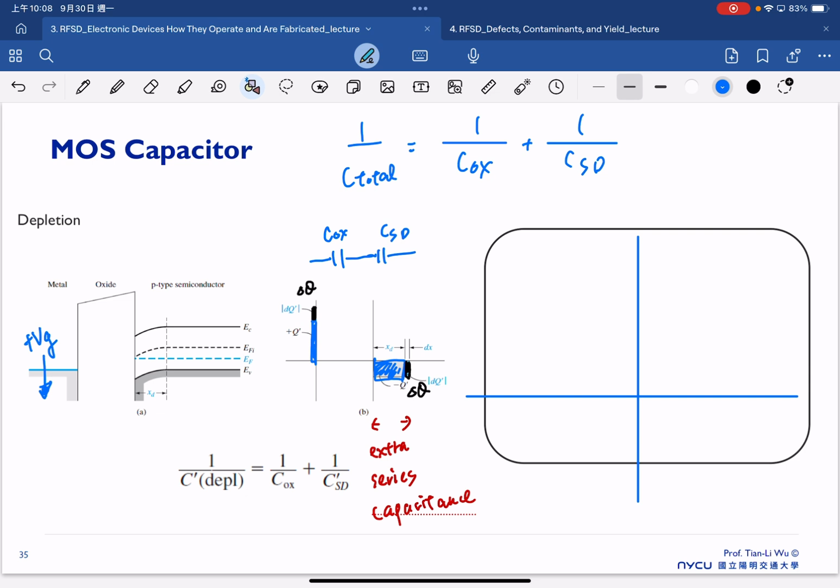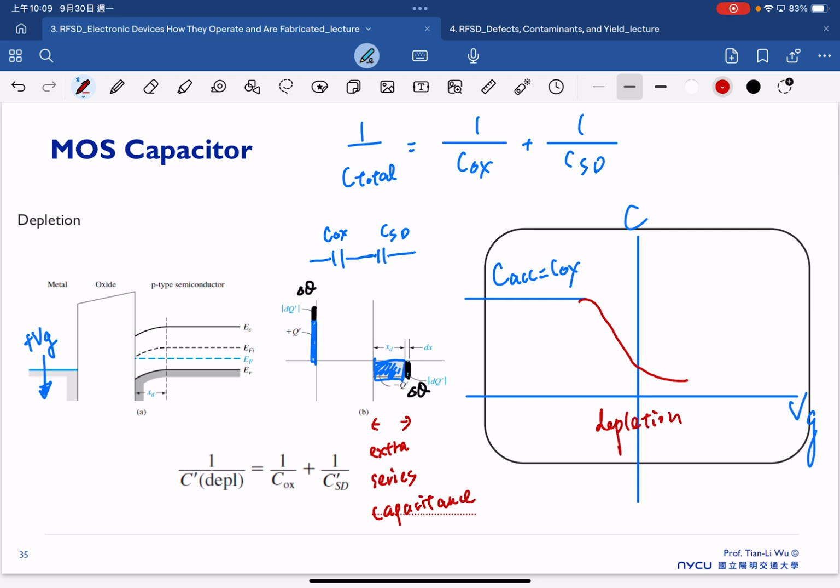So previously we have known this is accumulation. That means our CACC is equal to our Cx, but the series capacitance will lead to a smaller total capacitance. So that means our total capacitance starts to decrease because of this additional series capacitance. So this is a region we usually call the depletion region.